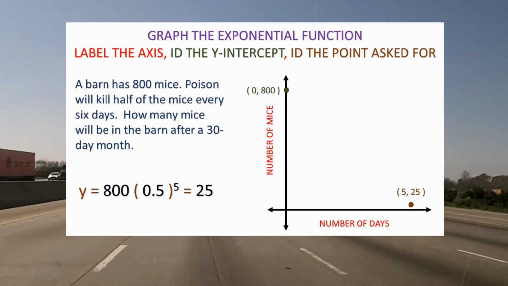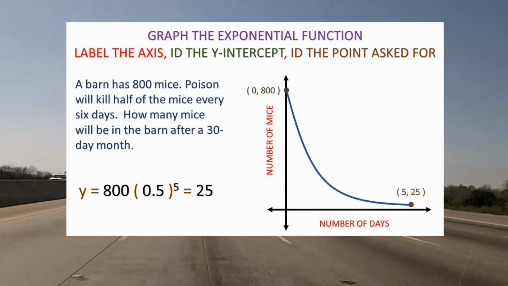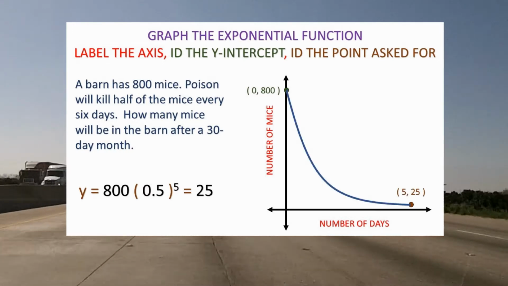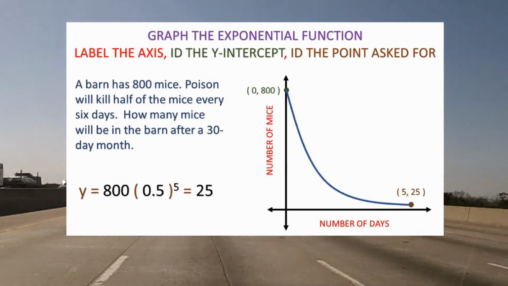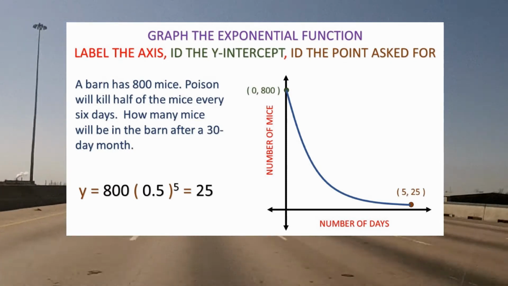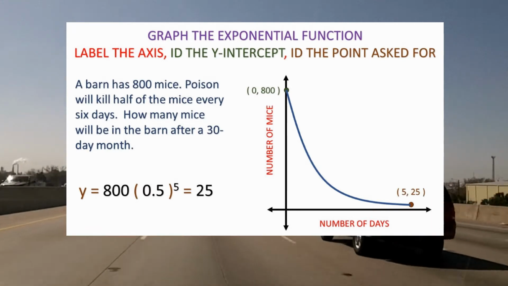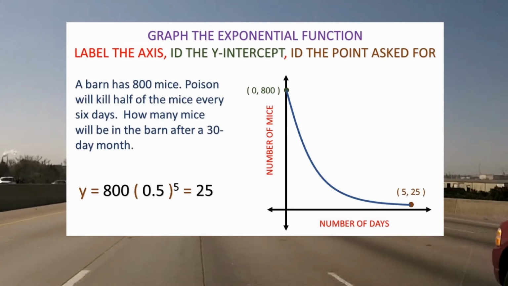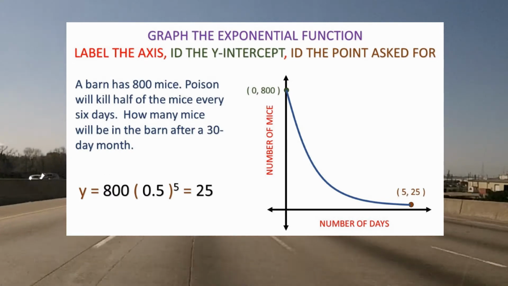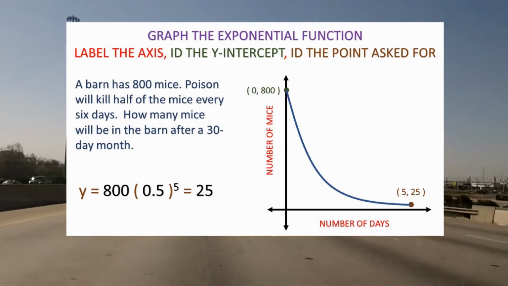Now we'll draw an exponential decay curve which goes down and looks something like this. This is what our exponential curve y equals 800 times 0.5 to the 5th power will look like. It will go from 0,800 to 5,25 and will be an exponential decay curve which goes down.